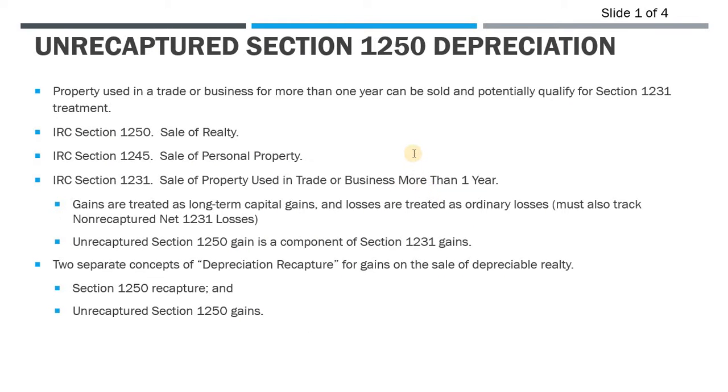So if we start here with the slides, just some basic background. When we have 1231 gains or losses, 1231 applies when we have property that was used in a trade or business, held for more than a year, and then sold. Now, I have a separate video on 1231 gains and losses, so you can go check that one out. But generally, 1231 gives you the best of both worlds, right? If you sell property that's 1231 at a gain, you get long-term capital gain treatment, which is nice because that's a lower rate. But if you sell it at a loss, you get ordinary loss, right?